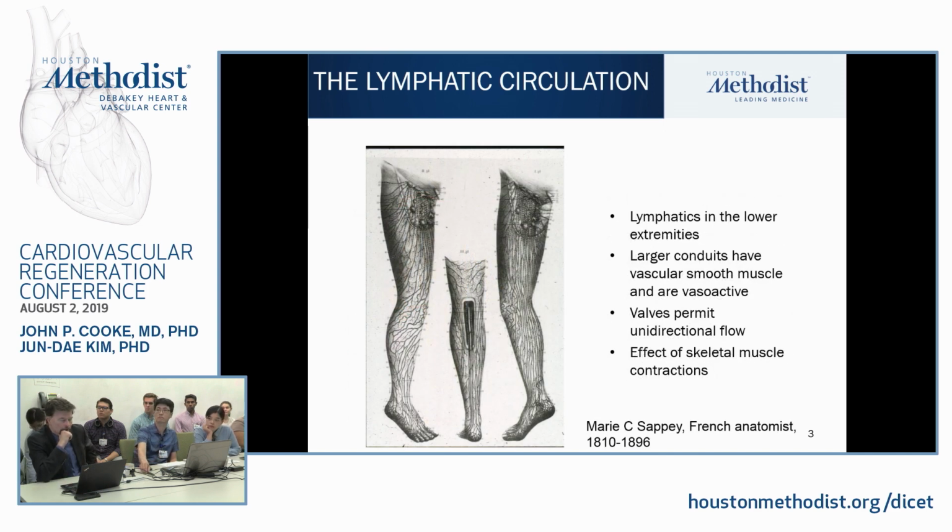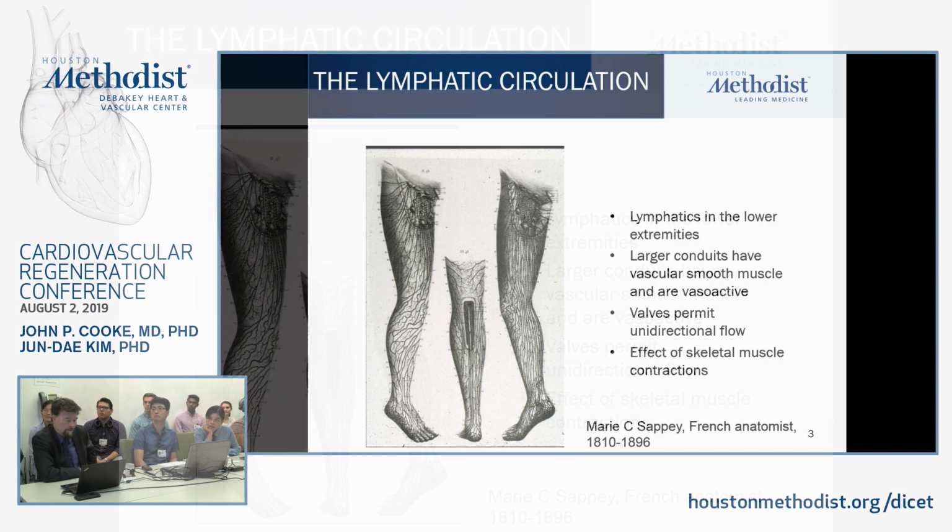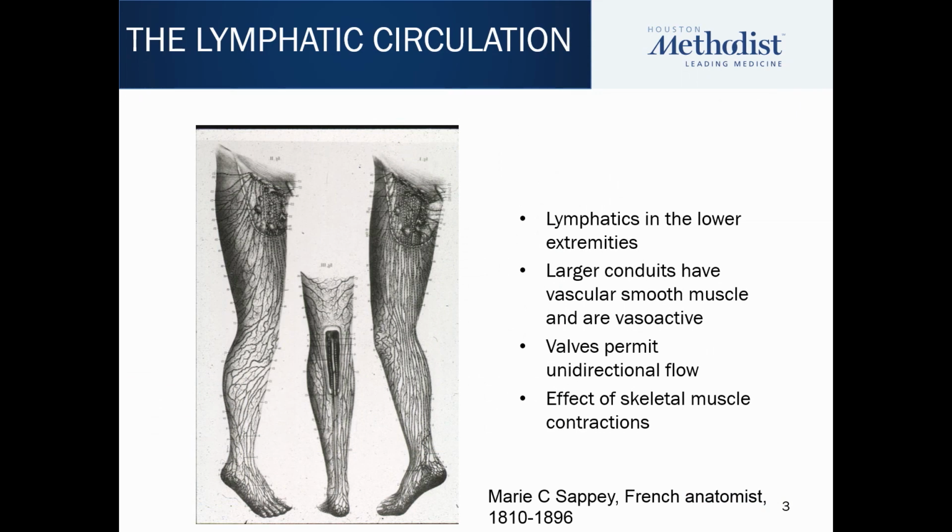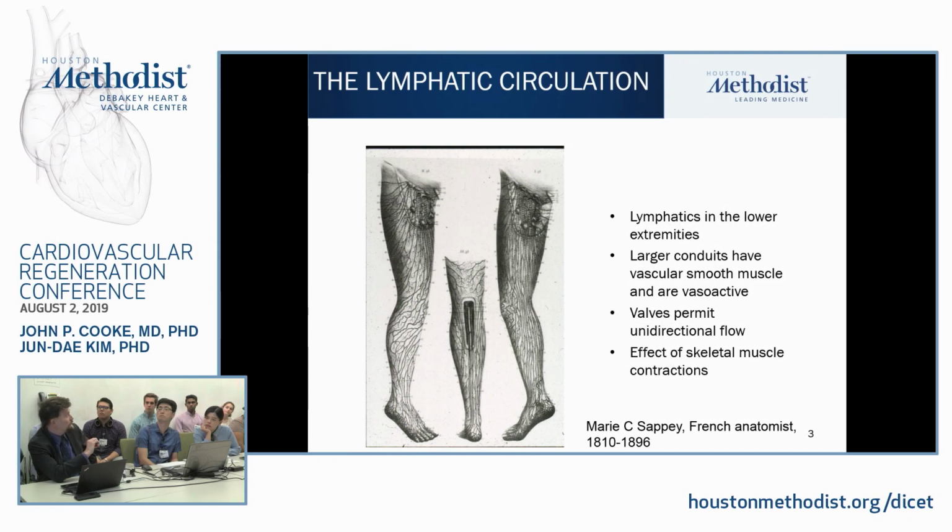What you're seeing here are some beautiful diagrams that I think are the best anatomic depiction of the lymphatics that we have. These were done 100 years ago by Sappey, a French anatomist, who used mercury injections to delineate the lymphatics. And here you can see how ubiquitous the lymphatics are and how they merge to form larger vessels. Those vessels actually have vascular smooth muscle that is vasoactive, that can contract.